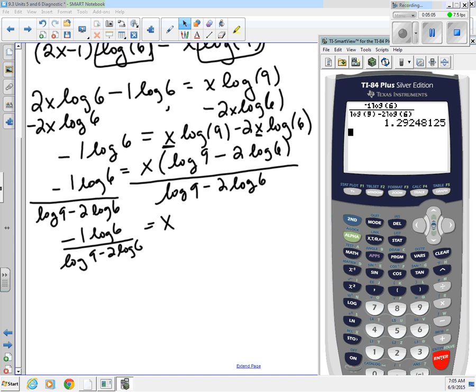And I get 1.292. So if I'm rounding that to the nearest hundredth, that would be 1.29. Just to do a quick check, I can store this as, say, a, and I can do 6 raised to the 2a minus 1.